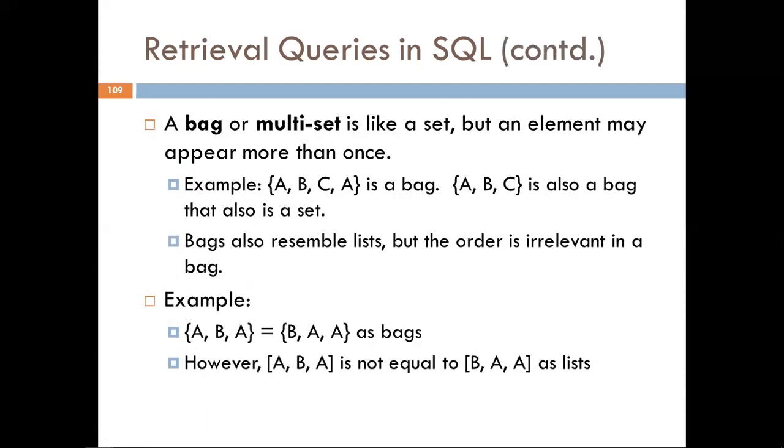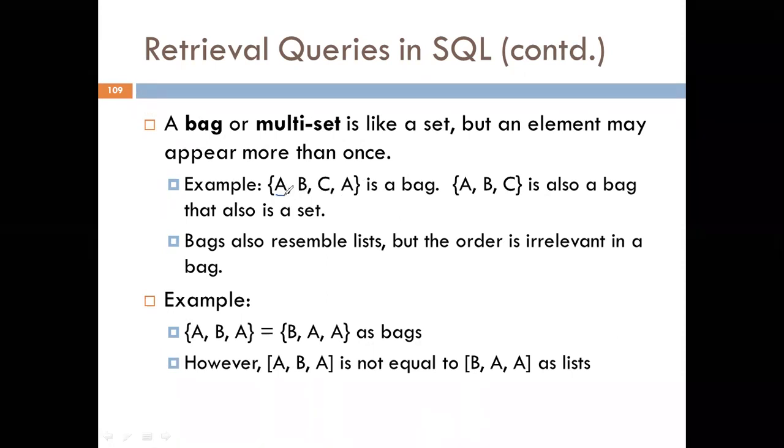You can see the example over here. This is an example of a bag because the element A is repeated. A is present here. But here, each element is present only once. Then this becomes a set.